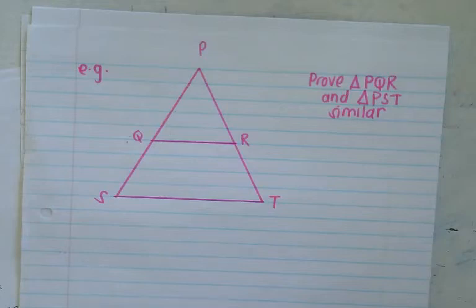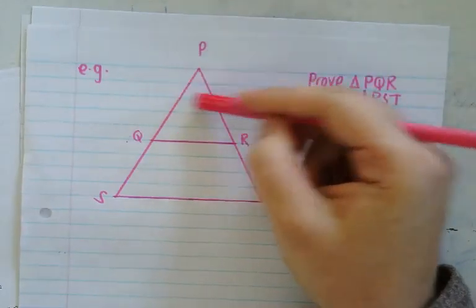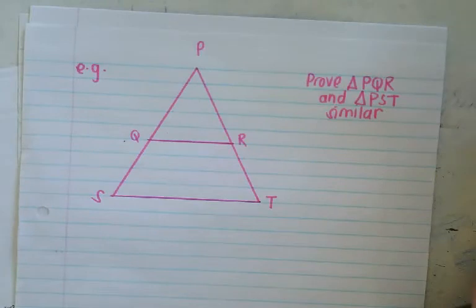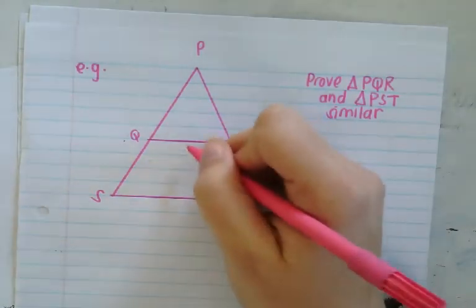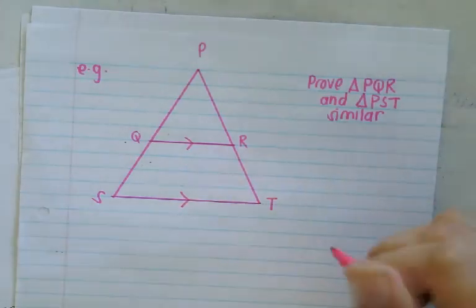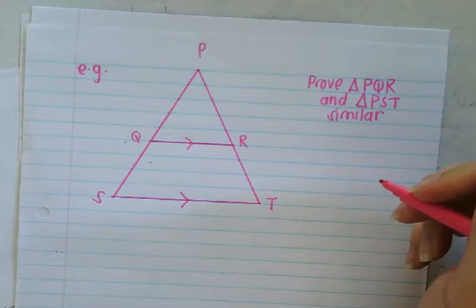Can I use corresponding, alternate, or co-interior? Even though it looks parallel, I cannot assume. So right now I would have to use other stuff. I would have to use common angle, and then I can't go further because I don't have any more information. Okay? But if I do this, only now can I use co-interior, corresponding, and alternate.